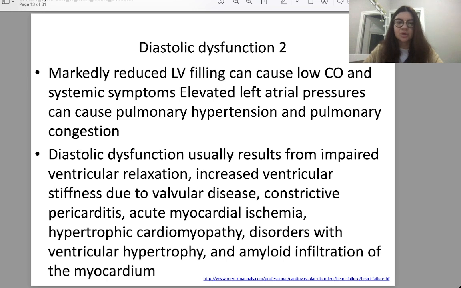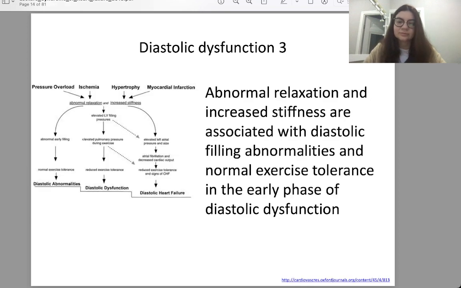Diastolic dysfunction usually results from impaired ventricular relaxation, increased ventricle stiffness due to valvular disease, constrictive pericarditis, acute myocardial ischemia, hypertrophic cardiomyopathy, disorders with ventricular hypertrophy, and amyloid infiltration of the myocardium. Abnormal relaxation and increased stiffness are associated with diastolic filling abnormalities and normal exercise tolerance in the early phase of diastolic dysfunction.